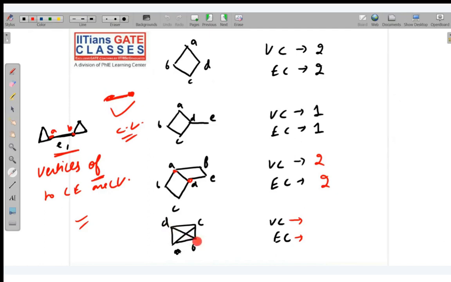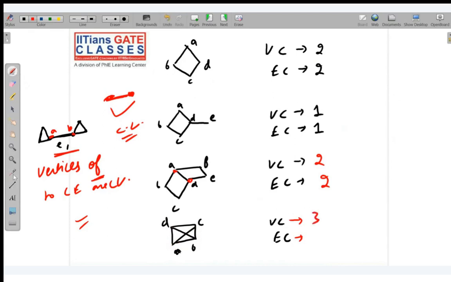Okay, if D and B both are removed, even then the AC edge will be there. Are you getting it? So we cannot disconnect it. It's very simple, because it is a complete graph, we cannot disconnect it. So finally we will remove the 3 vertices and we will get a single vertex graph, that will be a trivial graph. So vertex connectivity will be 3 here.